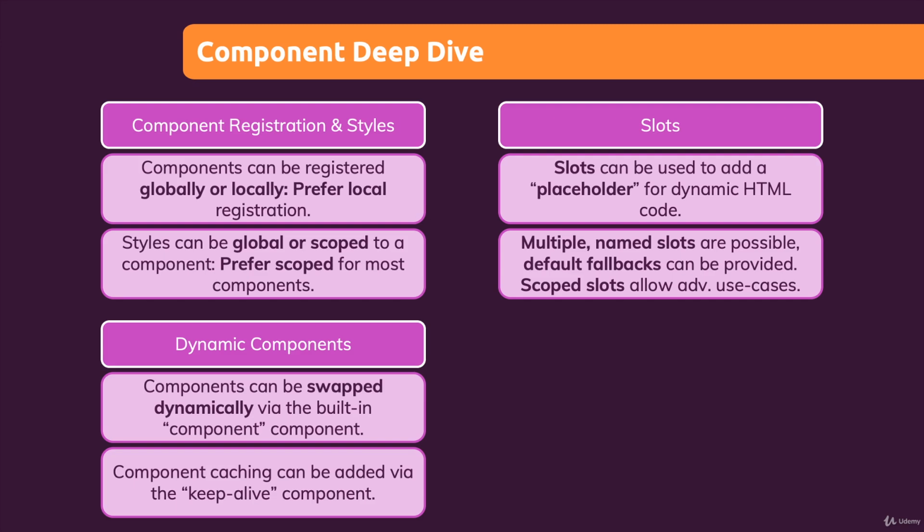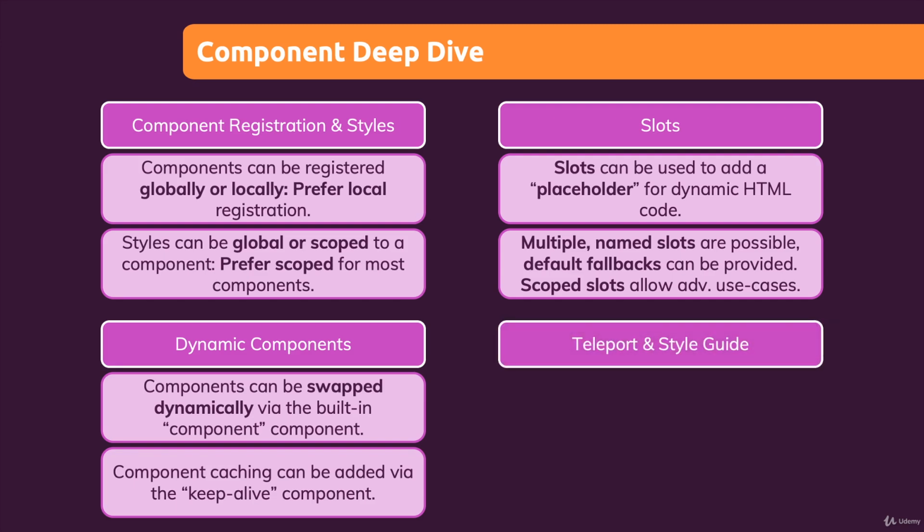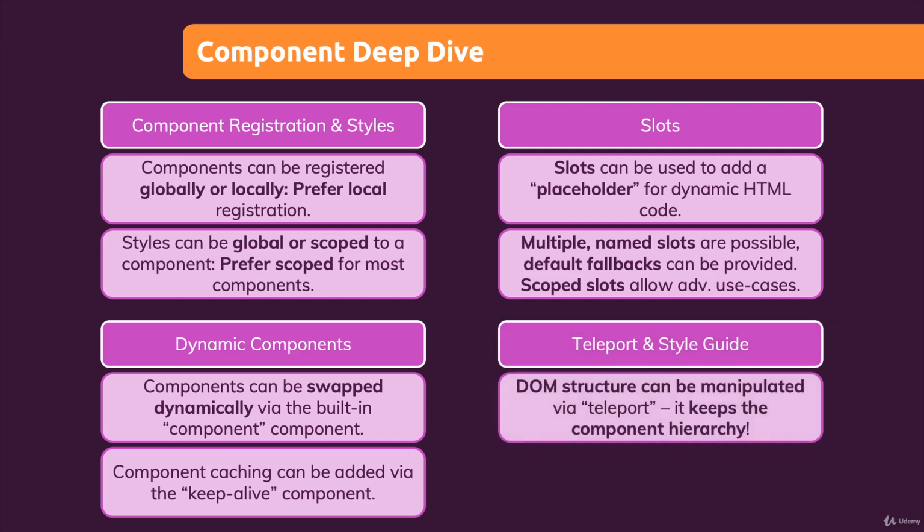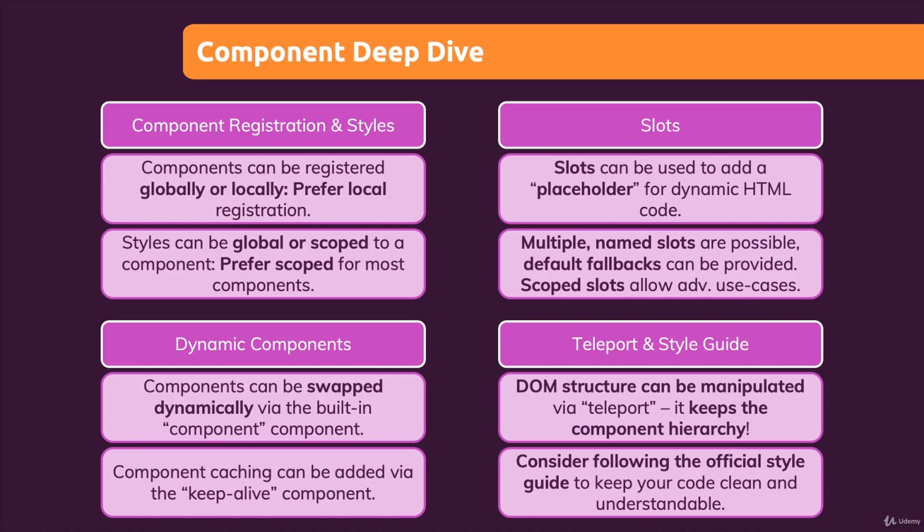Now, last but not least, we had a look at teleport and the official style guide. Teleport is another built-in component which can be used to manipulate the DOM structure and control where something is added to the real DOM, whilst keeping your component hierarchy, so that will not be changed by teleport. And I introduced you to the official style guide, and you might want to consider following that, or at least have a look at it to keep your code clean and understandable. And that's it for this module. In the next module, we're going to practice what we learned here and in the previous modules.